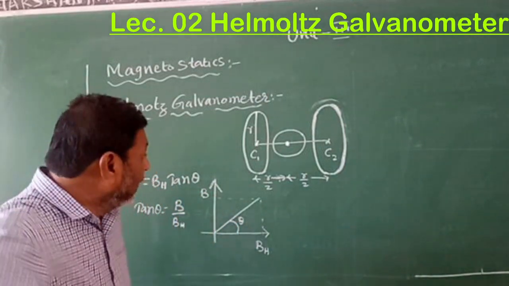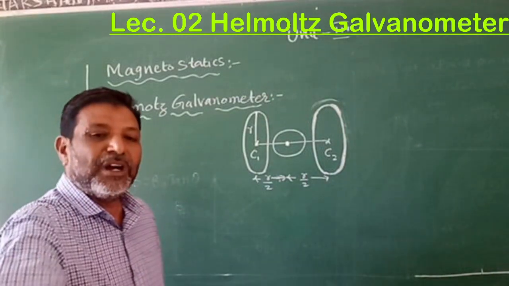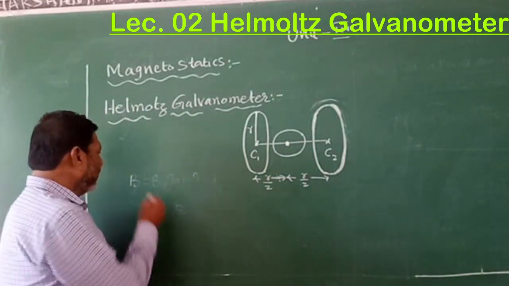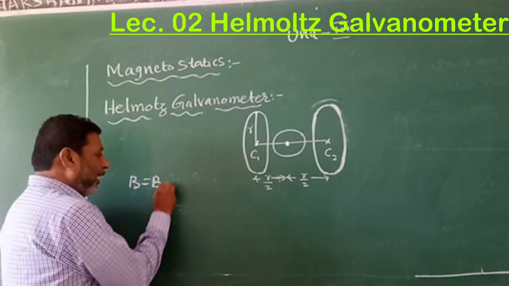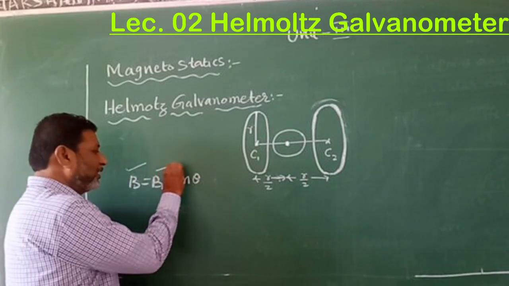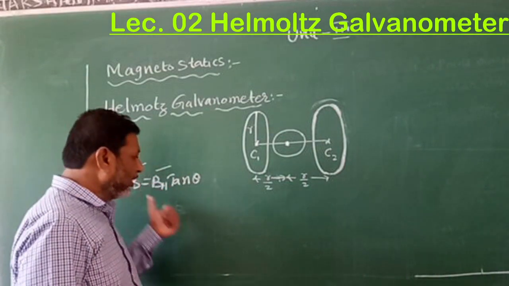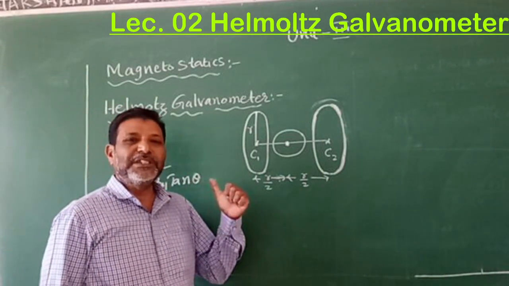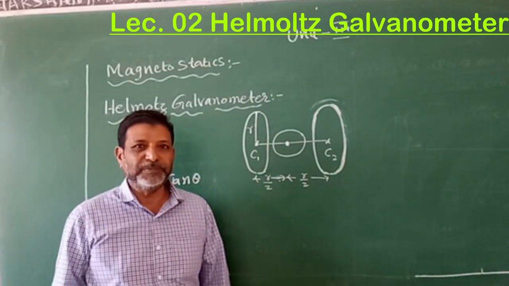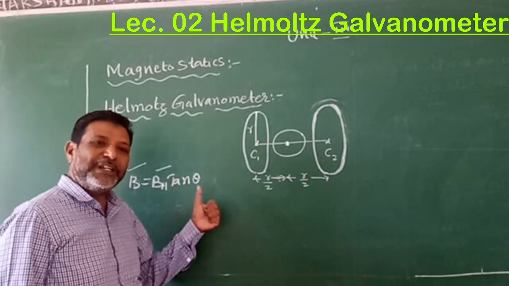Now let us see here. The principle is the same. This Helmholtz galvanometer also works on the principle of the tangent law, that is V is equal to VH tan theta. In this Helmholtz galvanometer, it is found that V and VH are both uniform. Hence, the tangent law holds good. As a result, the instrument working on this principle gives the correct value.